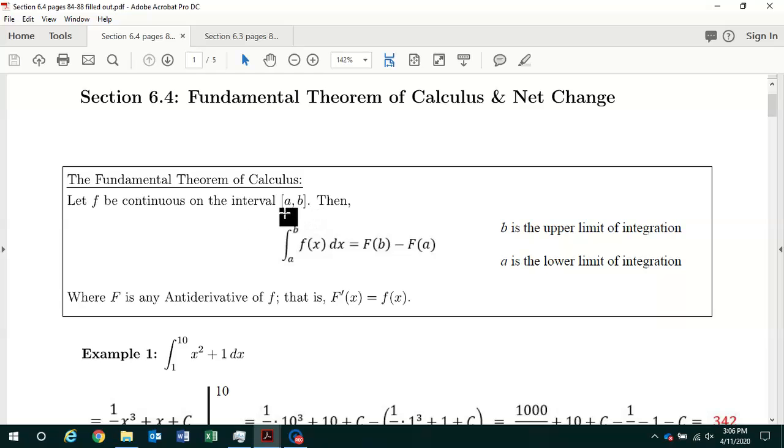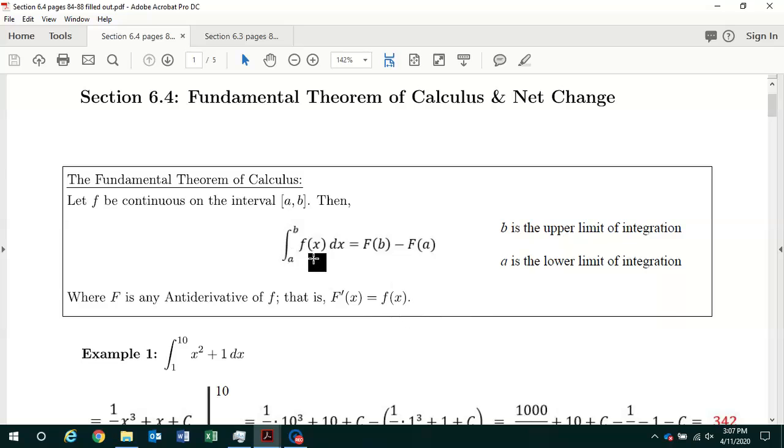that's for x, from x equals a to x equals b. Then the definite integral of little f of x with respect to x from x equals a to x equals b is equal to big F of b minus big F of a, where big F is any antiderivative of little f. You remember from section 6.1, if big F is an antiderivative of little f, then the derivative of big F of x is equal to little f of x.